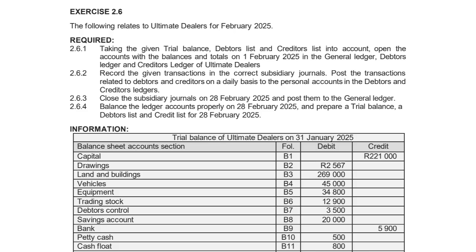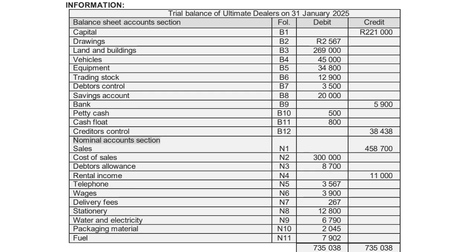So if we go to our given information, I'm given a trial balance with all my balance sheet account sections, opening balances, and all my nominal account sections, opening balances. So this will all be your balance brought forward in your general ledger on the next 3 pages.